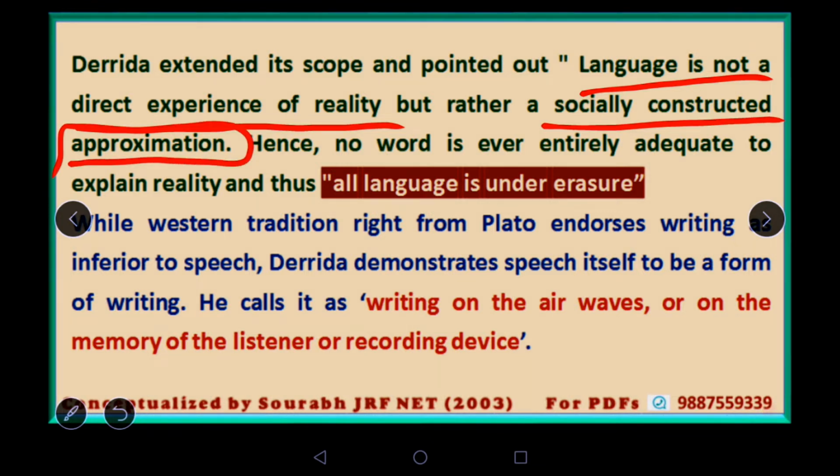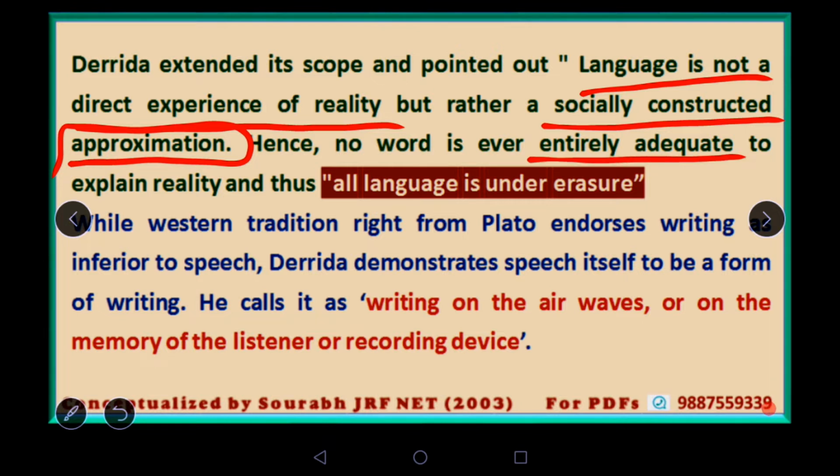This is the key word. Language is approximation. देखिए socially construct ये हम देख चुके हैं, मिशेल फूको के अंदर देख चुके हैं, even Saussurean system भी मान के चलता है it is a social constructed phenomena, it is nothing like a natural way of expressing. लेकिन नया जो word है that is approximation. No word is ever entirely adequate.